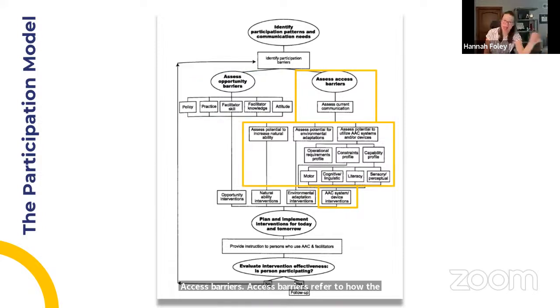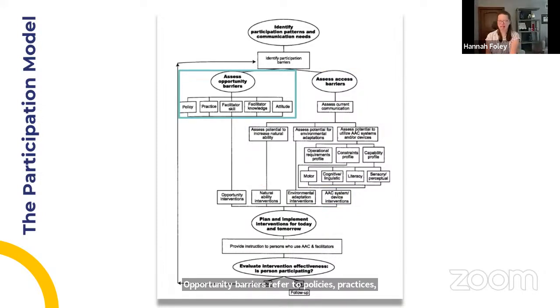Opportunity barriers refer to policies, practices, skills, knowledge, and attitudes regarding AAC that inhibit the communicator's opportunities in various aspects of life. Interventions are then planned and implemented to address such opportunity barriers immediately and into the future.